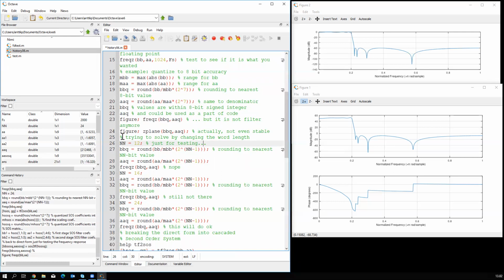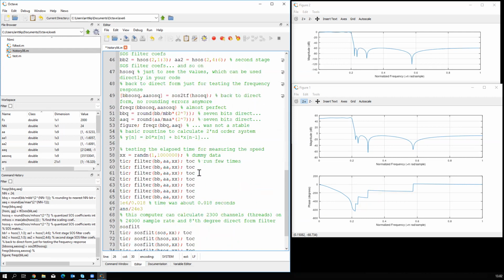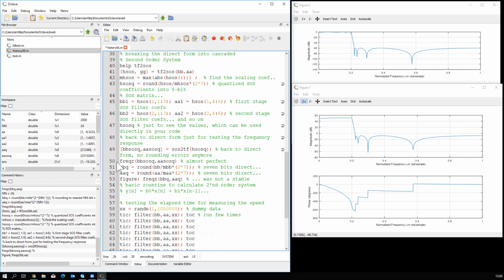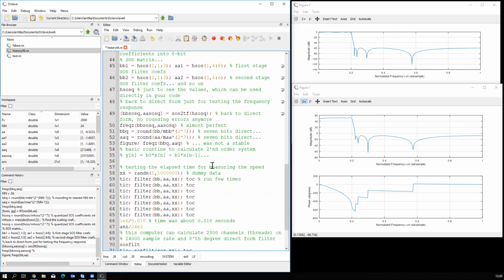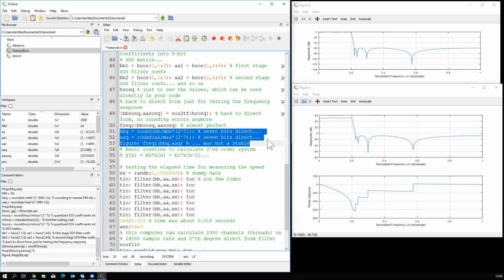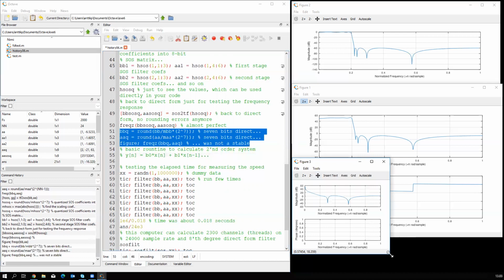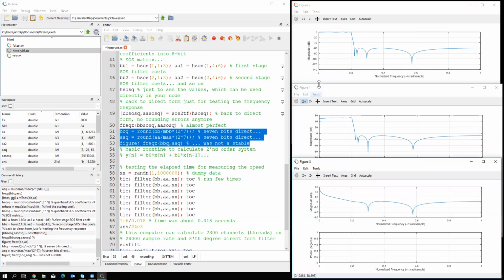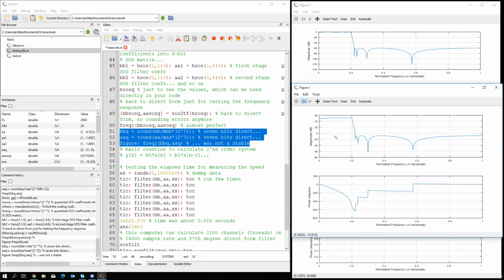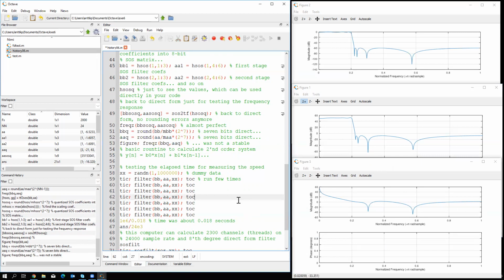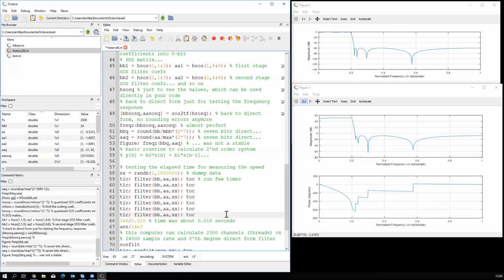What else? Okay, where was I? Okay, here. This is the SOS matrix response, and the same thing with seven bits. Reminder that this one was the direct form filter with 8 bits, and this one is the SOS system with 8 bits. Which one would you use? Not a brainer. Okay, good. Take that one out.